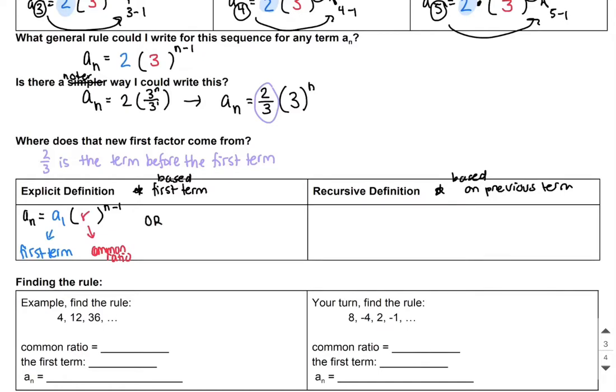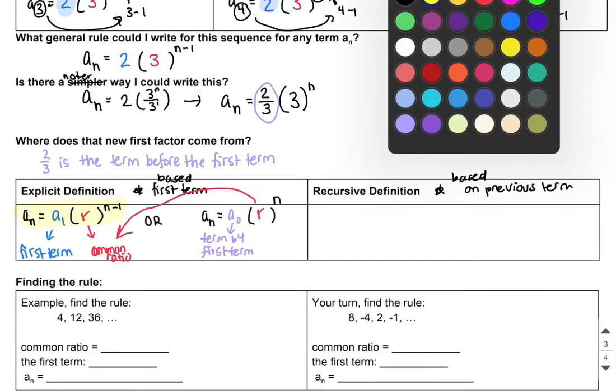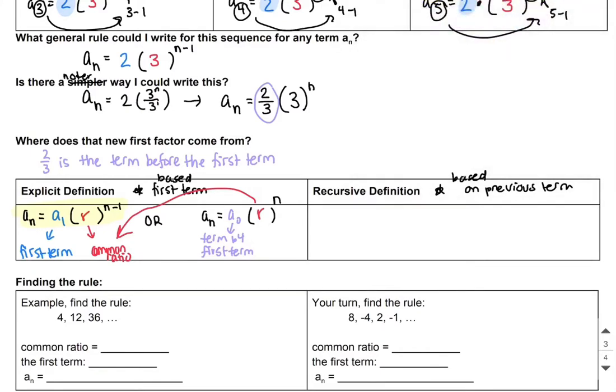Or you can write a sub n is equal to a sub 0 times r to the nth power, where a sub 0 is the term before the first term, and r again is the common ratio. All right, so those are the two that you can use. Actually, what I like to use best when I'm talking about geometric sequences is the first one. It's usually easier to use.